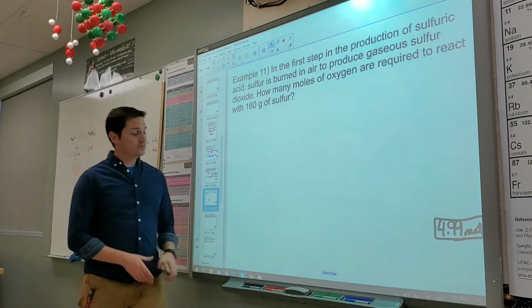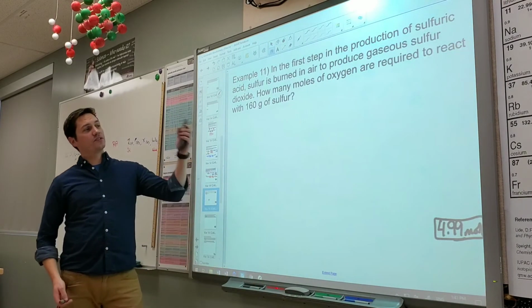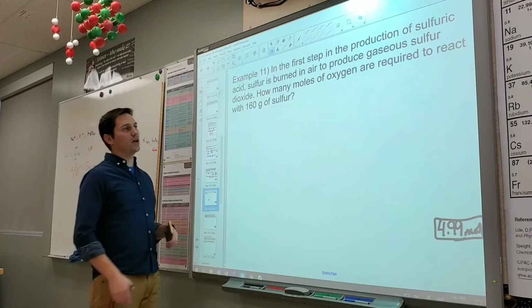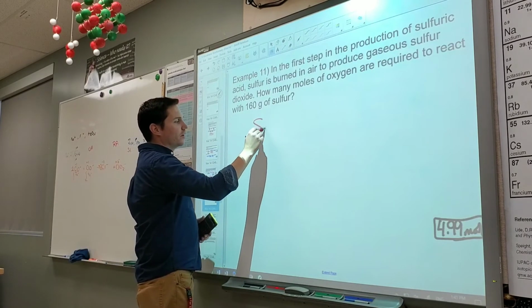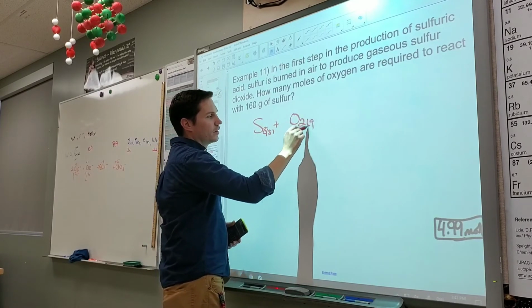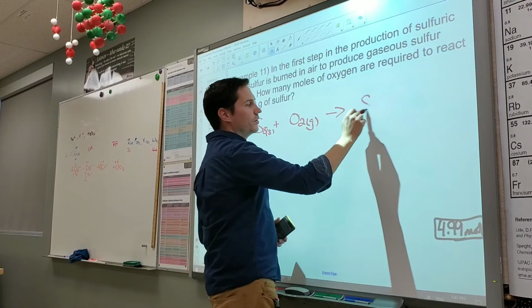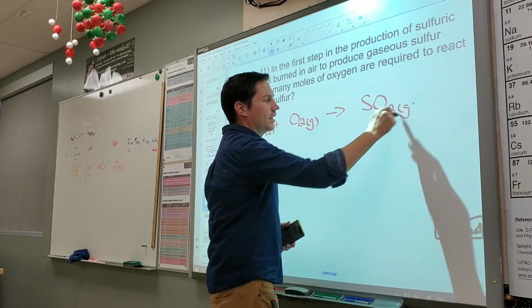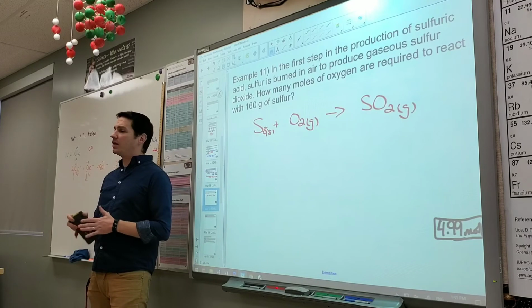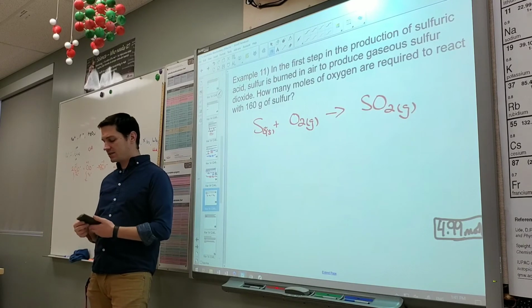On the next one, the first step in the production of sulfuric acid is producing sulfur dioxide. So sulfur is burned in the air to produce sulfur dioxide gas. And so what would be the most complicated thing about balancing this reaction? What's the most complicated substance?